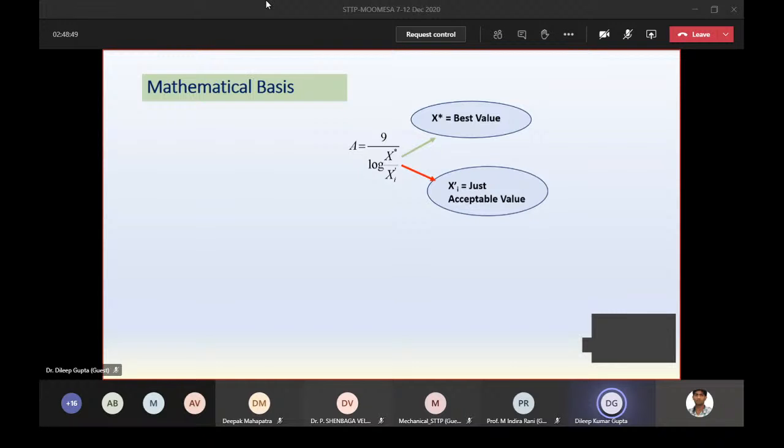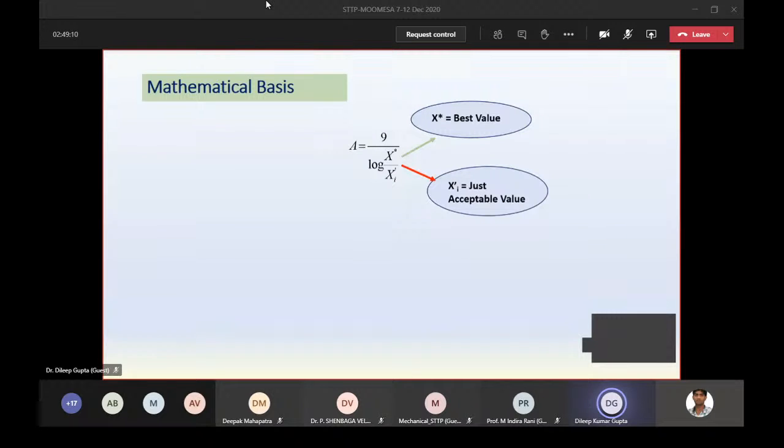Just acceptable value means what? You do not have a choice. Whatever is there you have to accept. And this is what the worst value also you can say. Just acceptable means you have no choice. That means when will that condition come? When you reach the worst. It will not come below the worst, it will not come above the worst, right?